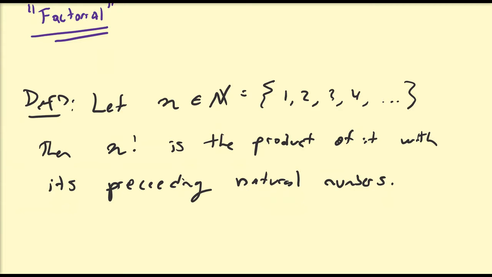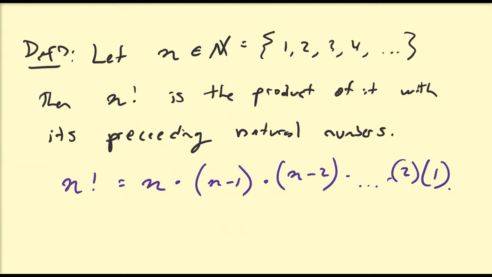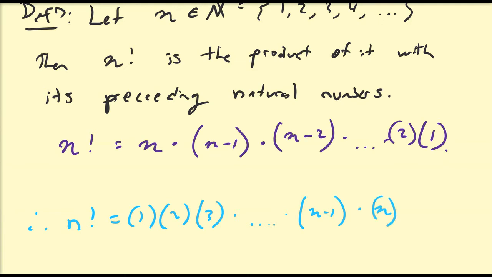So in particular, n factorial is going to be n multiplied by the natural number next to it, less than it, n minus 1, times n minus 2, times all the way down to the last natural number, which is 1. Since multiplication is commutative, we can rearrange this product in another way. For example, n factorial is equal to 1 times 2 times 3 times all the way up to n minus 1 times n.